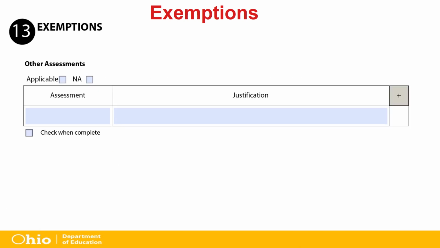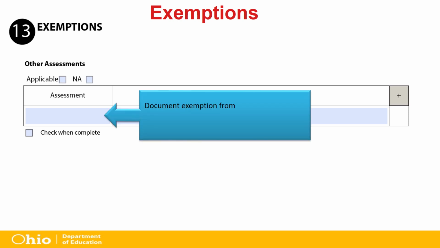In addition to graduation tests, Section 13 allows the district to consider other assessment exemptions. This section is where you would document exemptions from assessments such as domains on the Ohio English Language Proficiency Assessment, OELPA, if applicable.